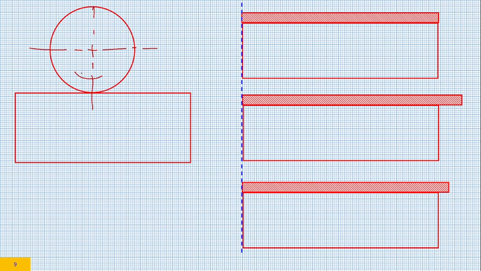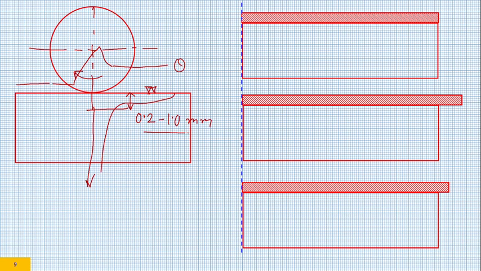This is rotating in this particular direction, and here, if this side has been already ground, your temperature variation would be like this. So this we have done earlier, and in this direction your temperature variation would be like this, where this depth is very low, maybe 0.2 to 1 millimeter or so. It is a very low depth.